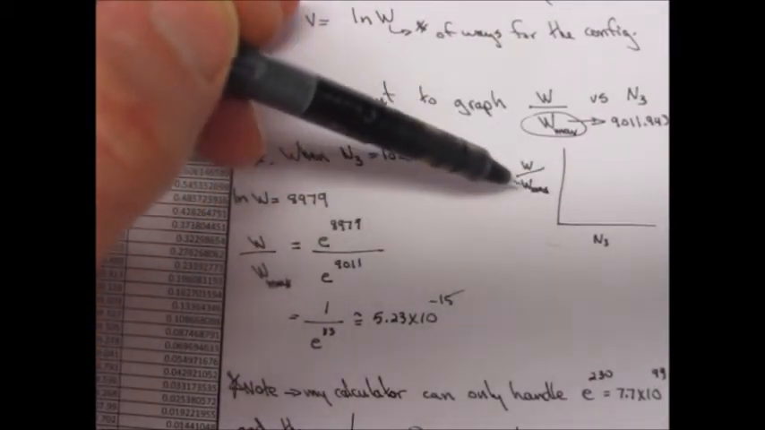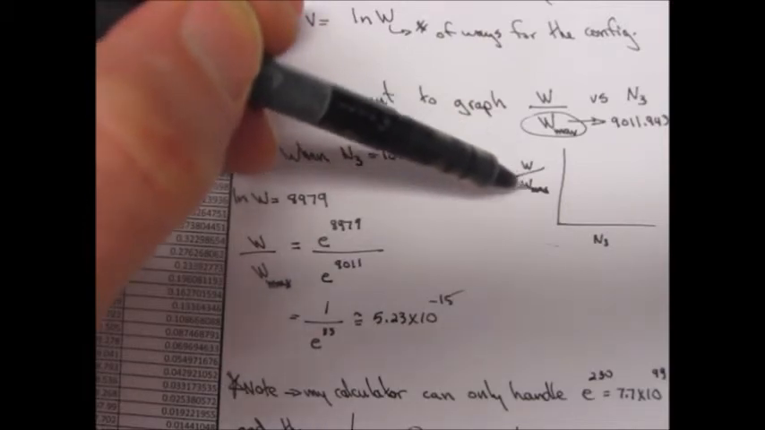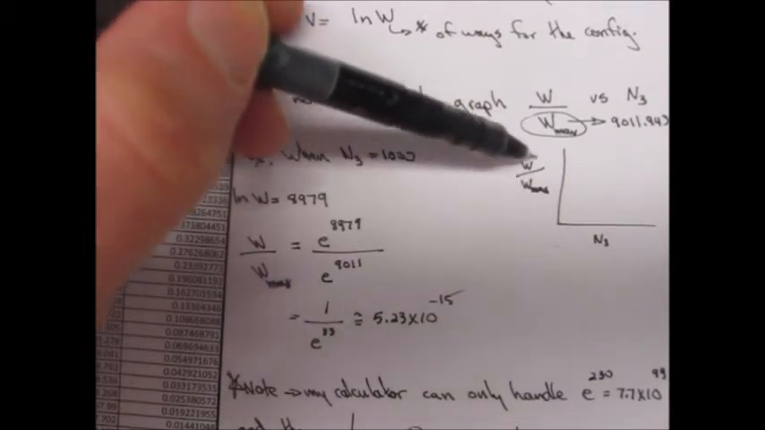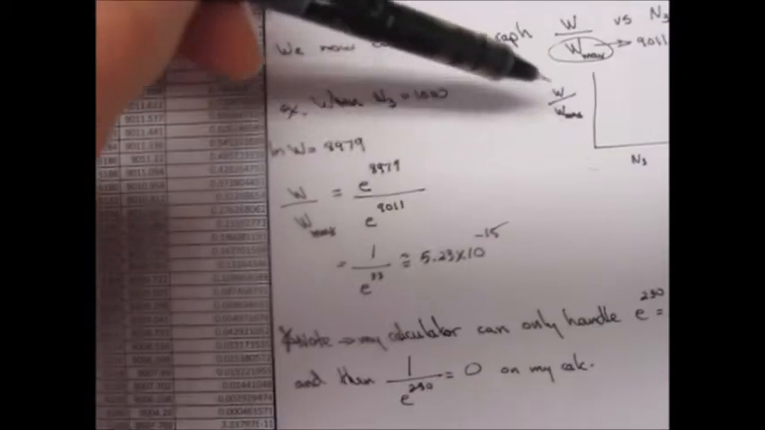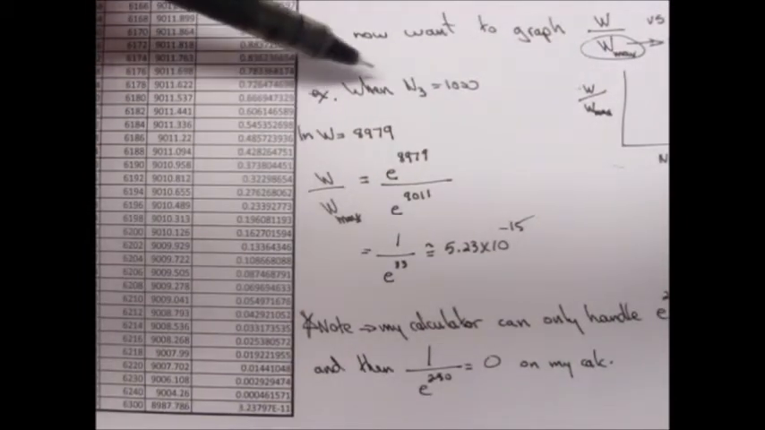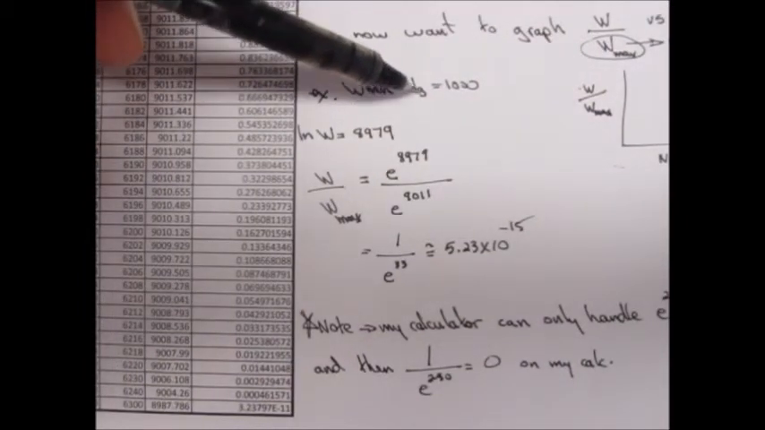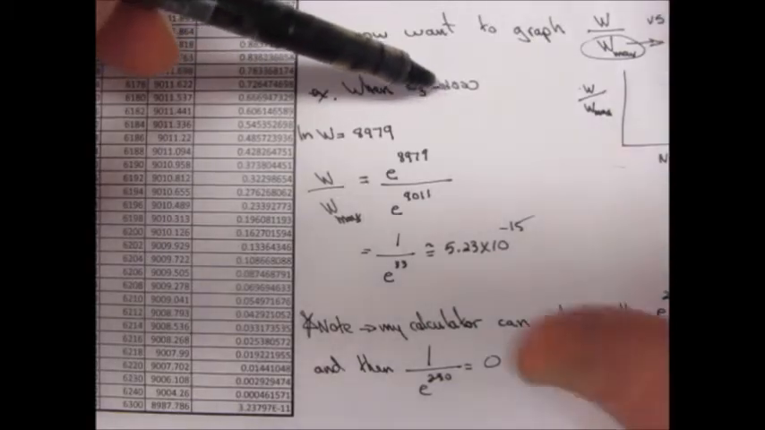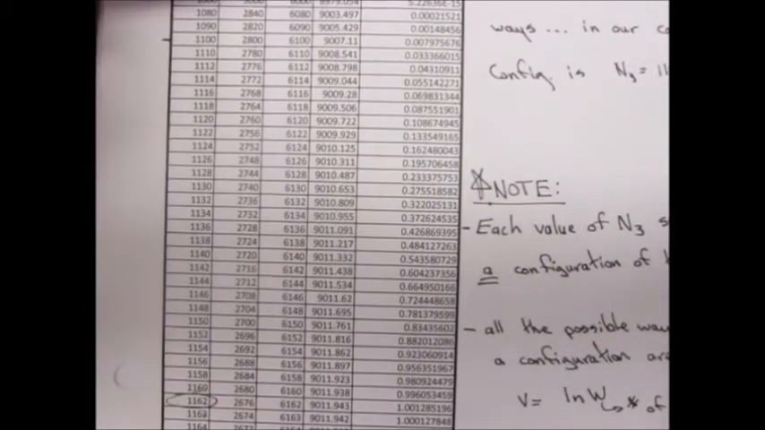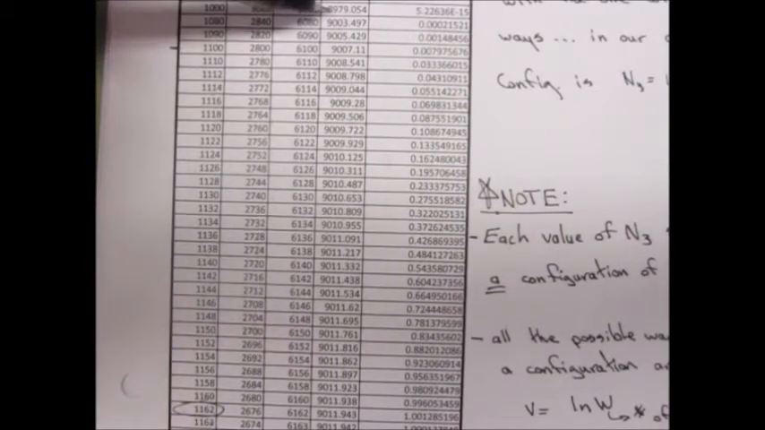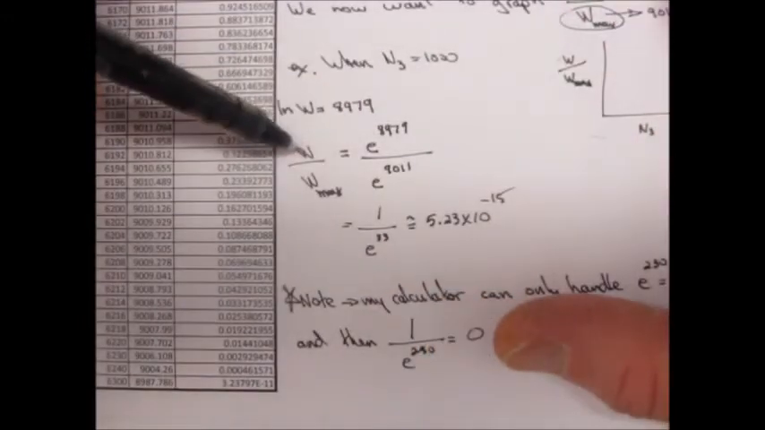And here's the trick to get this graph. So you're going to have on your y-axis W divided by W max. You're not going to have these two values separately, but you'll have this quantity, right? So let's do an example. If I had N3 equal to 1,000, I already knew that the ln of W for the 1,000 was 8979, okay?